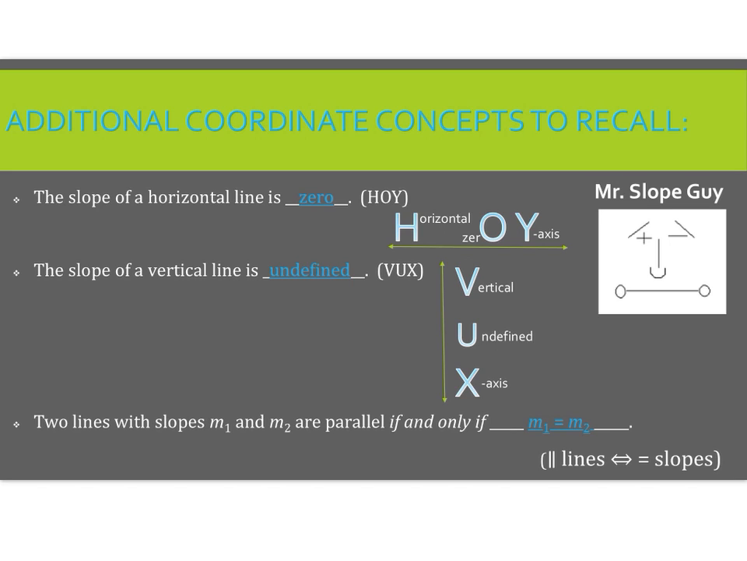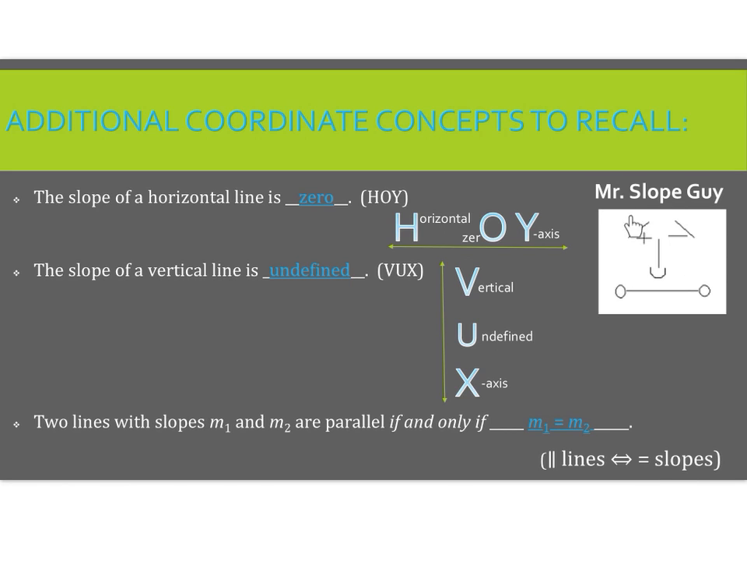The slopes of horizontal lines are always 0. The slopes of vertical lines are always undefined. And when two lines have the same slope, so two lines with slopes m1 and m2 are parallel if and only if m1 equals m2. Remember our implied statement, parallel lines implies equal slopes.